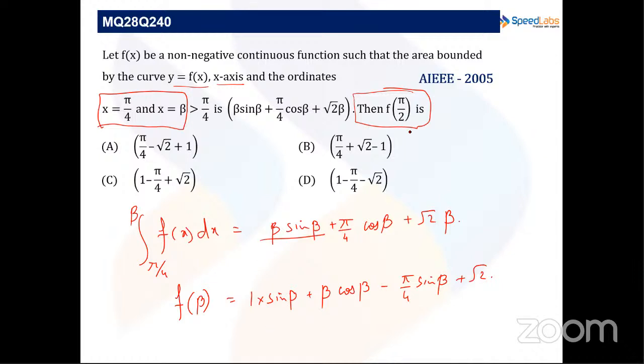We have to find f of pi by 2. So f of pi by 2 will be, sine pi by 2 is 1, this will be 0 minus pi by 4 plus root 2. So our correct option will be option C.